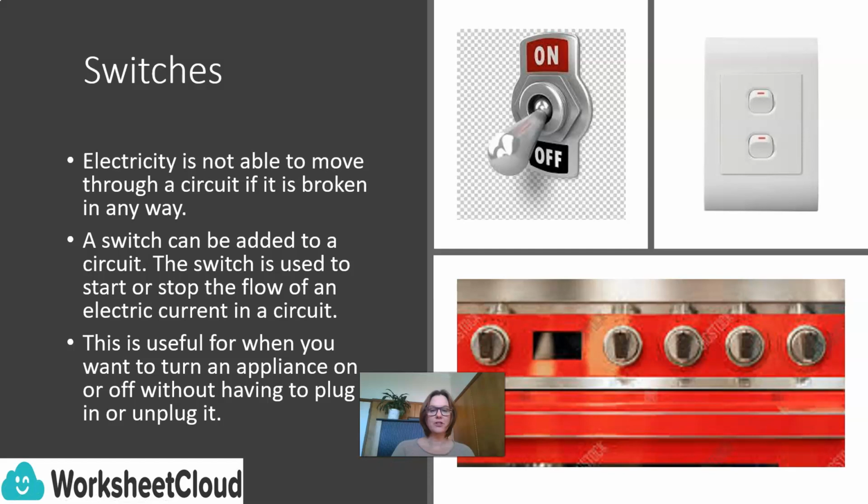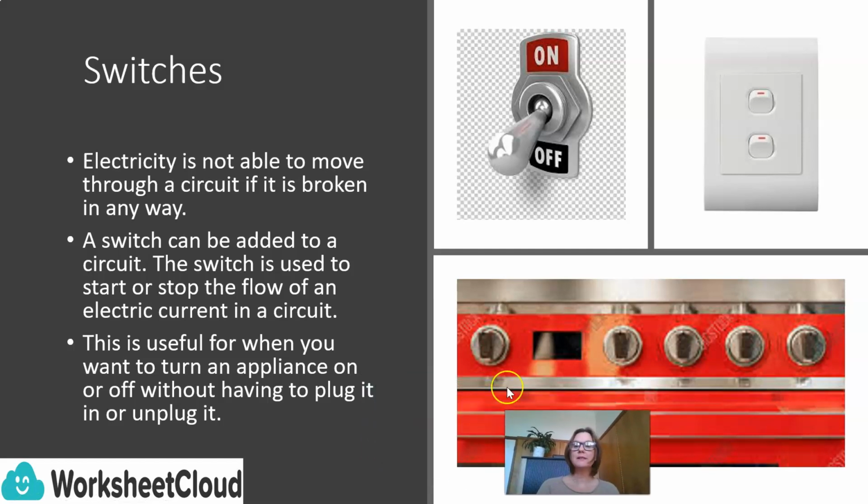Right, then we have switches. Now switches, another device used in electrical circuits. Electricity is not able to move through a circuit if it is broken in any way. So a switch is added to a circuit. The switch is used to start or stop the flow of electric current in a circuit. So when it's on, it allows the flow of electrons. When it's off, it doesn't.